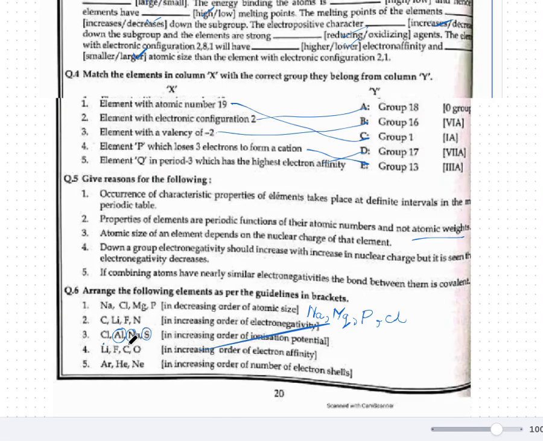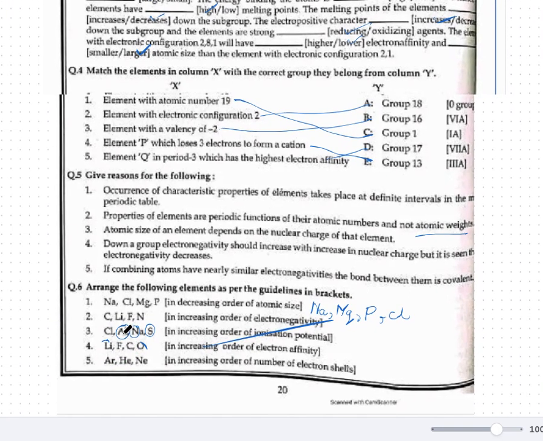Increasing order of electron affinity: the electron affinity is the least for lithium. Then comes carbon, then comes oxygen, and then comes fluorine. Fluorine has the highest electron affinity.